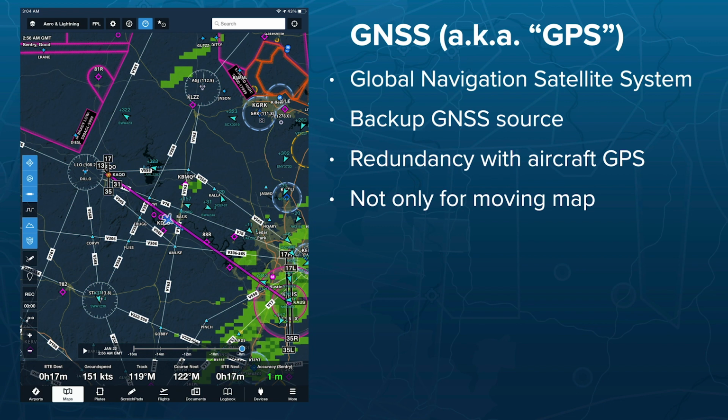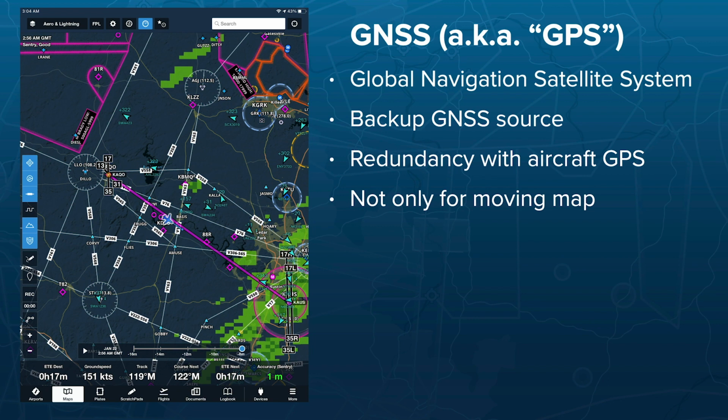But really what the receiver has in it is a global navigation satellite system. And we'll talk here in a minute about why it's called GNSS and not specifically just GPS. So GNSS receivers give you a highly accurate position.